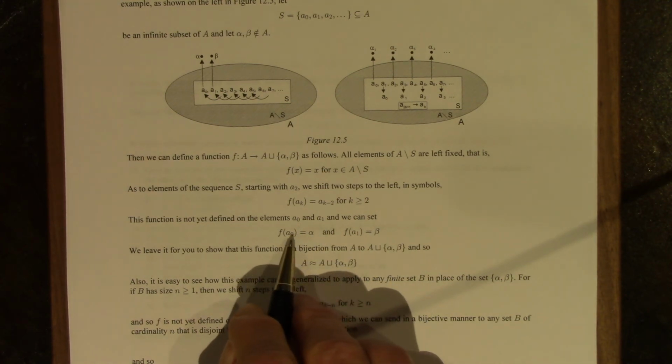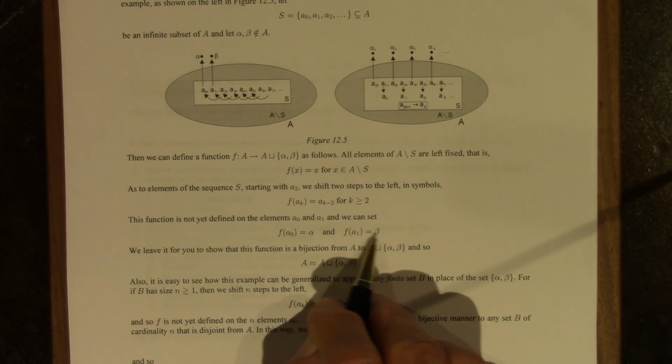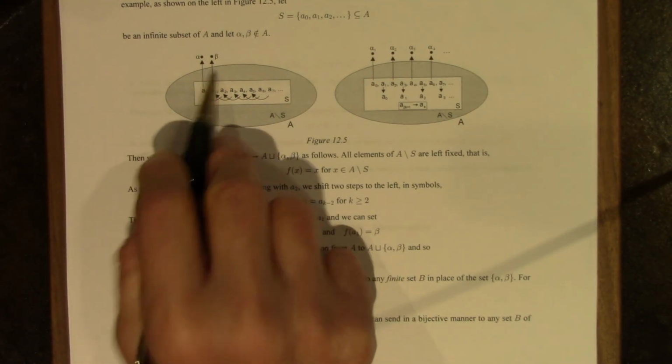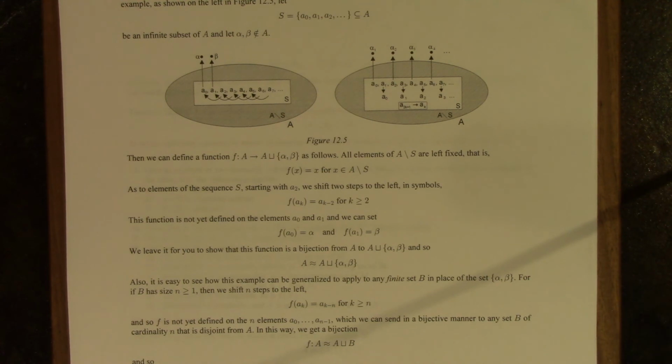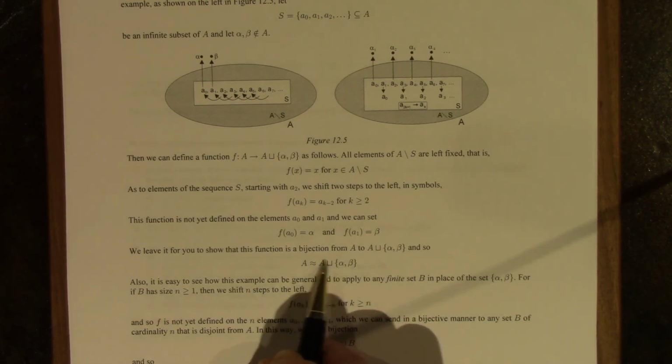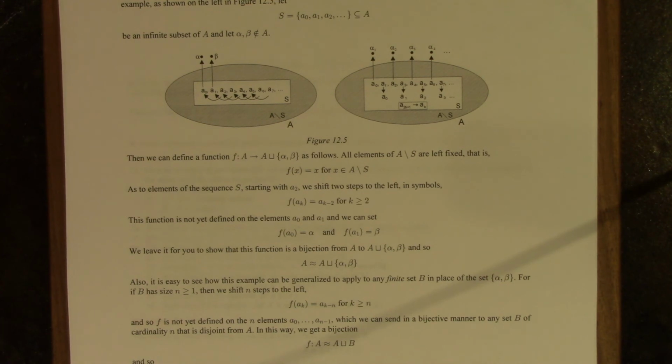And we can set f so that A0 is sent to alpha and A1 is sent to beta. And that's what you can see in the picture here with the arrows. This is a bijection, and I will leave that for you to explore. So these two sets are equipotent. So in words, if you have an infinite set and you toss in 2 more elements, you don't change the cardinality. You don't change the size of the set.